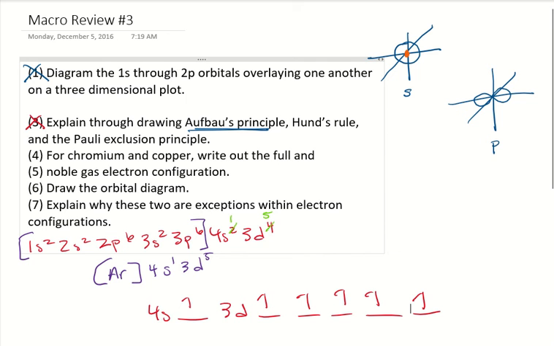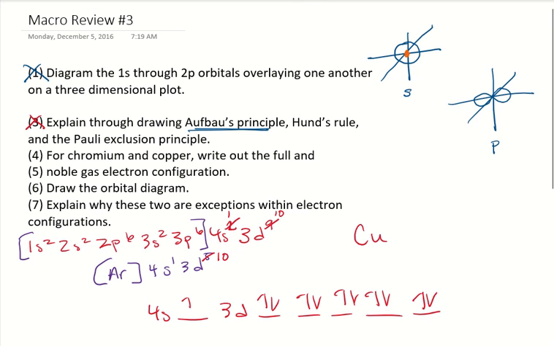All right, so that is everything for chromium. Let's do copper. Copper ends on what? 29. 3d9. So 3d9, but remember, instead of 3d9 and 4s2, it's 3d10 and 4s1. It's going to be 4s1 and 3d10. So that would be copper with spin down, spin down, spin down, spin down, spin down. All right, so there's copper.